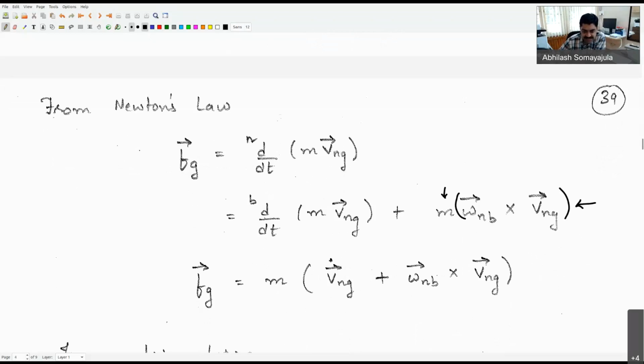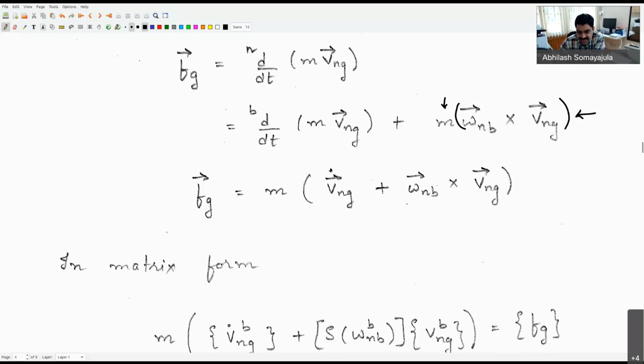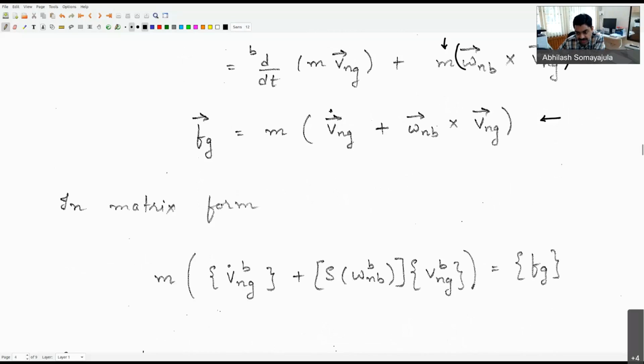Since the mass is not changing with time, I can pull mass out. So therefore the external force is equal to mass times v and g dot, which is the derivative of the velocity of the center of gravity with respect to NED frame, plus omega cross v and g. Same thing, I'm just taking mass as a common factor here. Now this is expressed in a vector form, and I can express it in a matrix form as shown here.